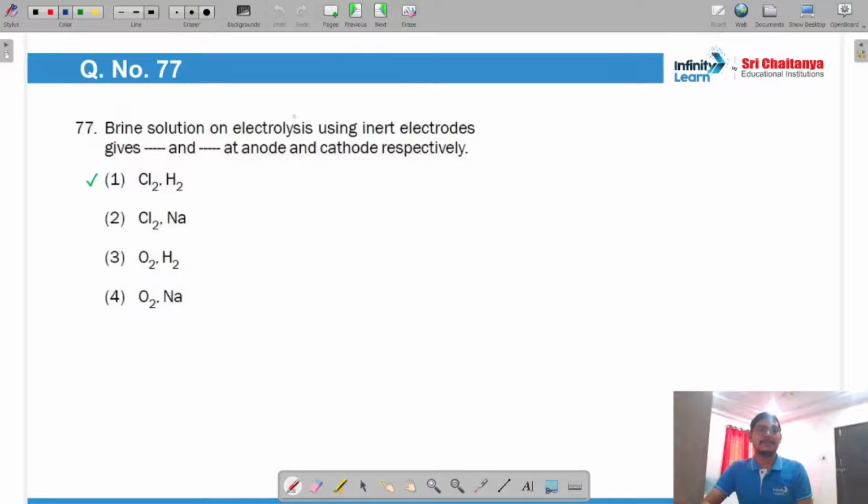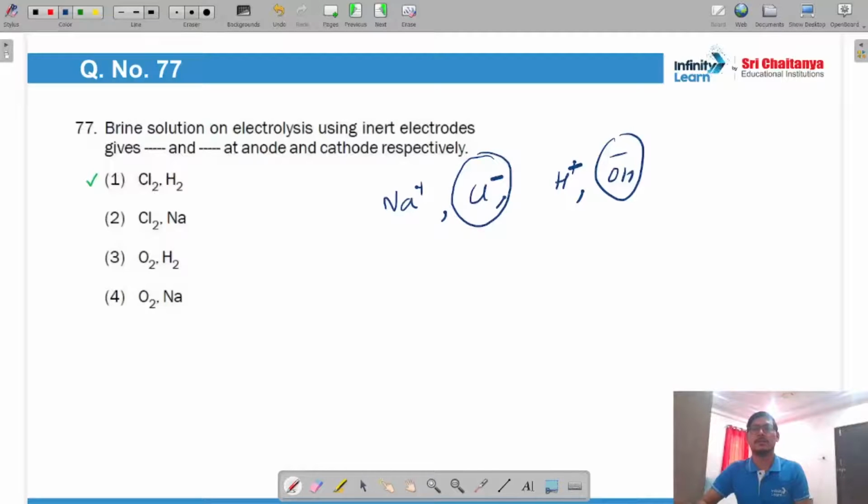Brine solution is aqueous NaCl; on electrolysis using inert electrodes it gives this and this at anode and cathode respectively. Okay, so in brine solution, the ions present are Na plus and Cl minus, and from water we get H plus and OH minus. Now at the anode, which species go? Chloride and hydroxide, but because of overpotential, hydroxide does not undergo oxidation, chloride does. It gives you chlorine. And out of Na plus and H plus, H plus has higher reduction tendency, so it undergoes reduction. So the products you get are Cl2 at anode and H2 at cathode.